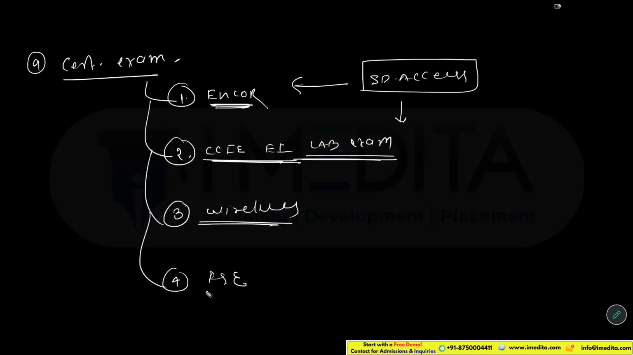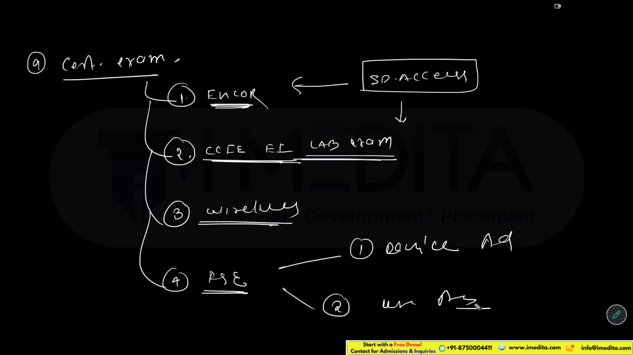Additionally, we will talk about how to add the WLC, how to add the access point, how to integrate the Identity Services Engine, how we can create the policies for device administration, and how we can create the policies for end user authentication. That also we will talk about at the end. But primarily we will focus on the ENCOR and CCIE Enterprise Infrastructure Lab exam.